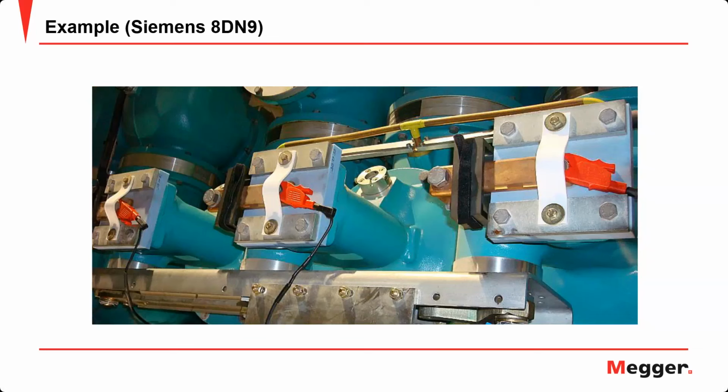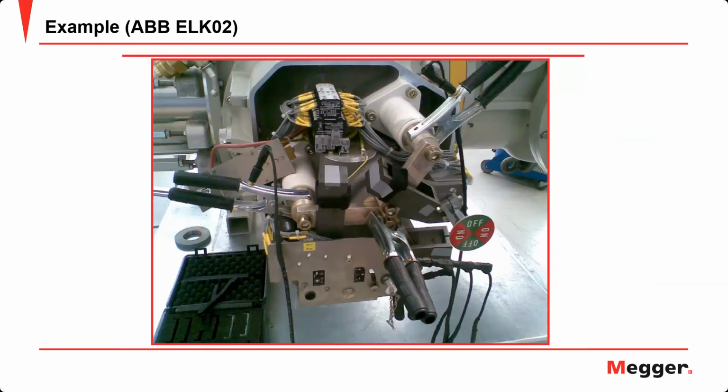This is another example for an 8DN9 breaker. You can see the ferrites connected here. We have the test leads connected here. Our last example is for an ABB ELK02. You can see the test leads here. And we have the ferrites connected here.